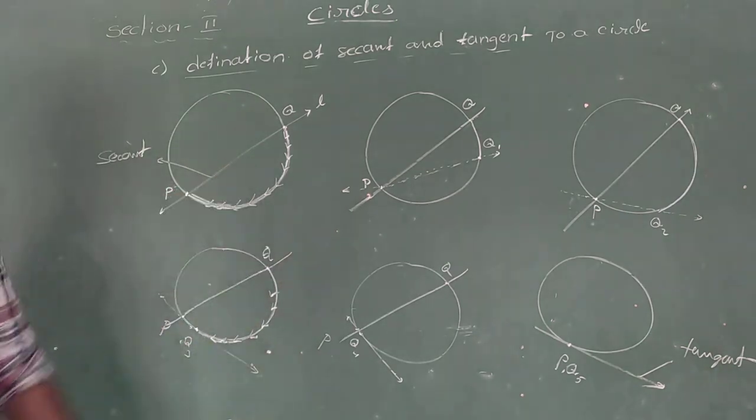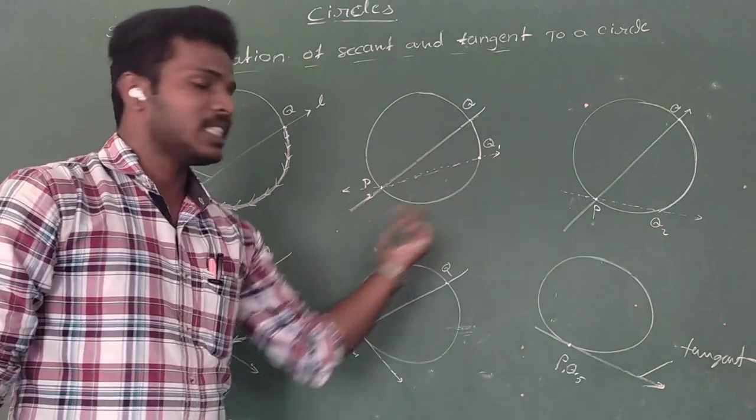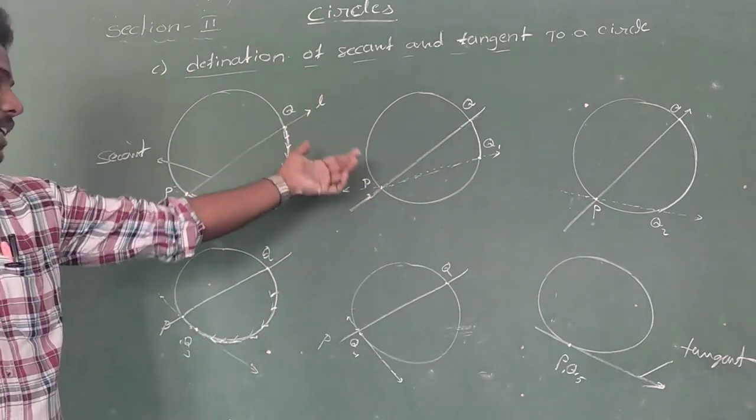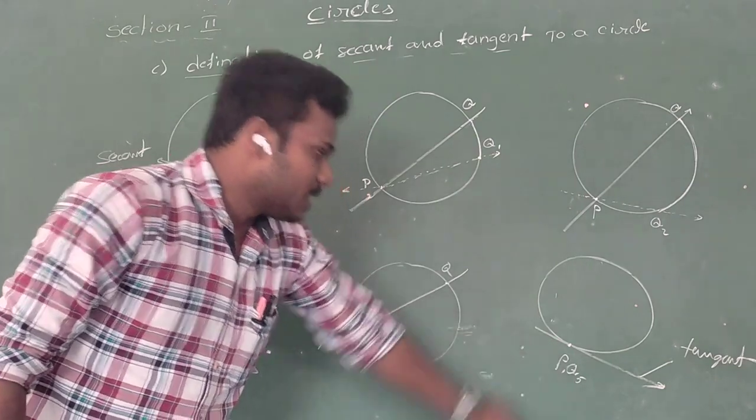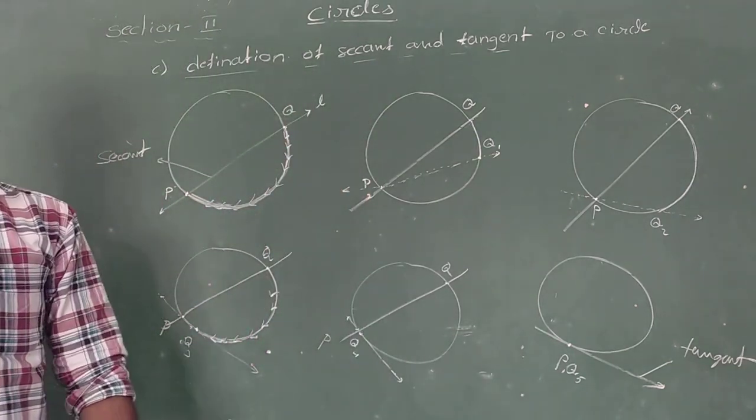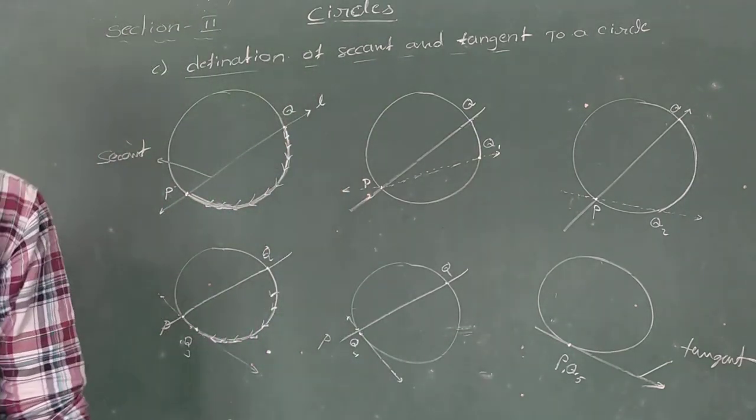It is called a secant to the circle. This one is also a secant, all secants. Each line passing through two points is a secant. If a line touches the circle at one point, that is a tangent. Okay, have you seen that once?